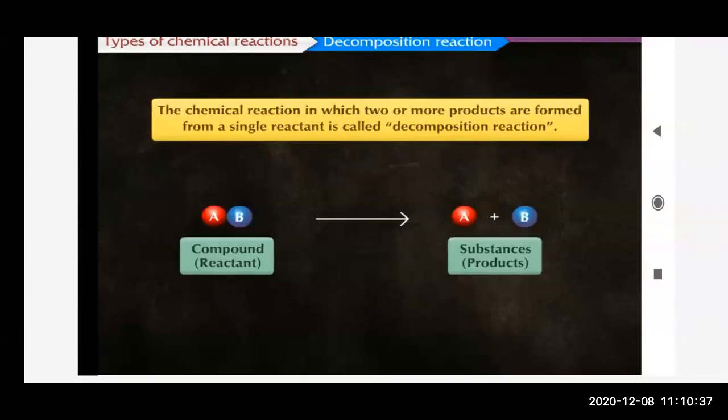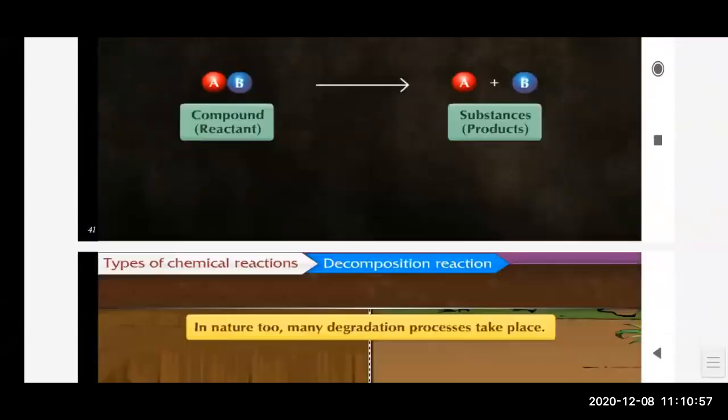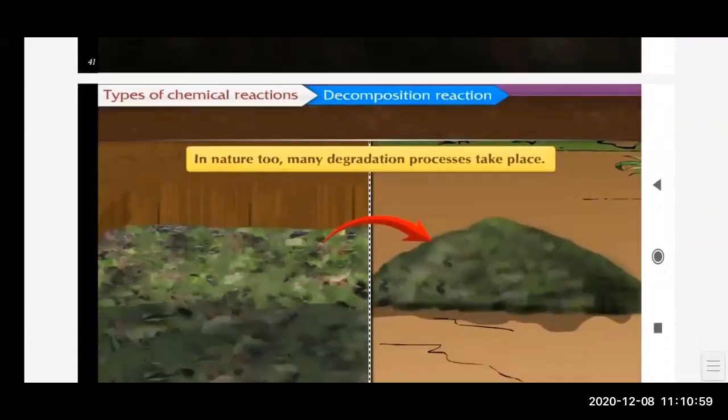And we have seen three examples of that. The first one was of calcium carbonate, the second one was of hydrogen peroxide, and the third example was of water. So here we have completed our second type, that is decomposition reaction. Now further we'll see more examples of that.